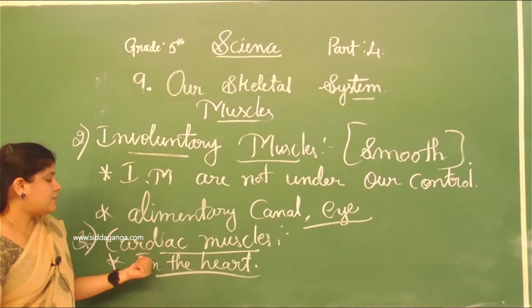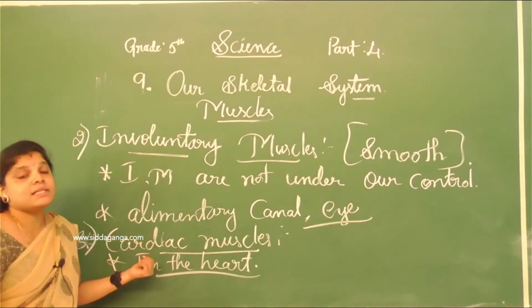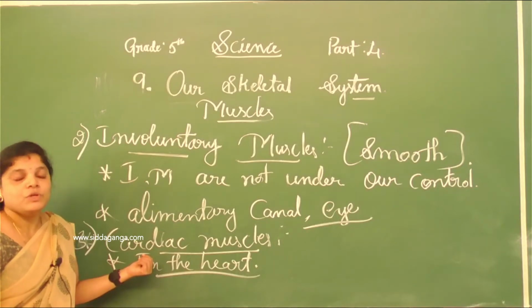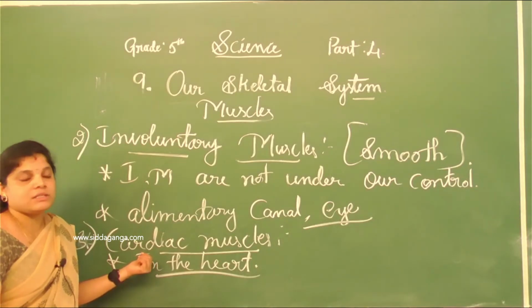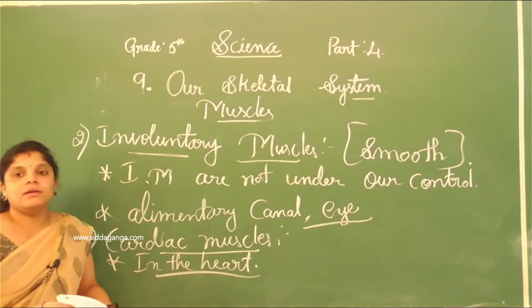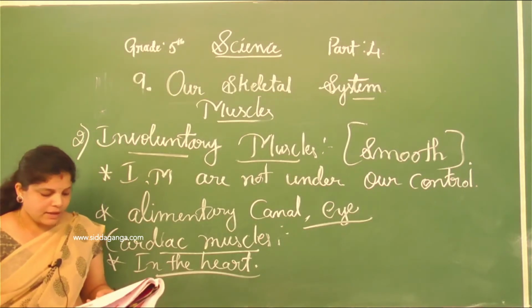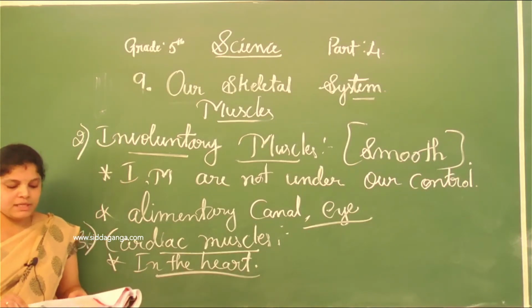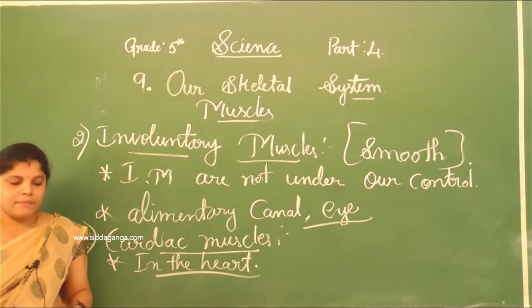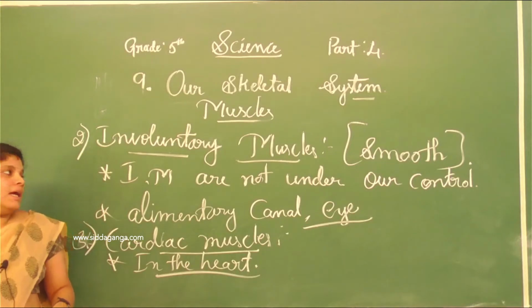So these muscles, which one? Cardiac muscles exist in the heart. So in our heart we can see these cardiac muscles. So they act like what? Involuntary muscles. So we cannot control them. These muscles are called what? Cardiac muscles. Okay. Yes, right.